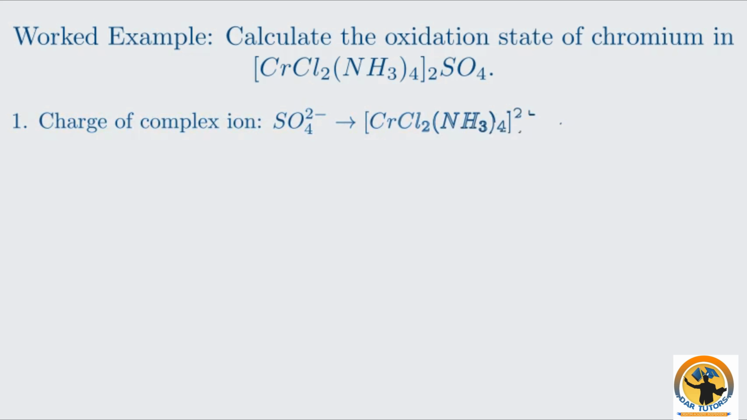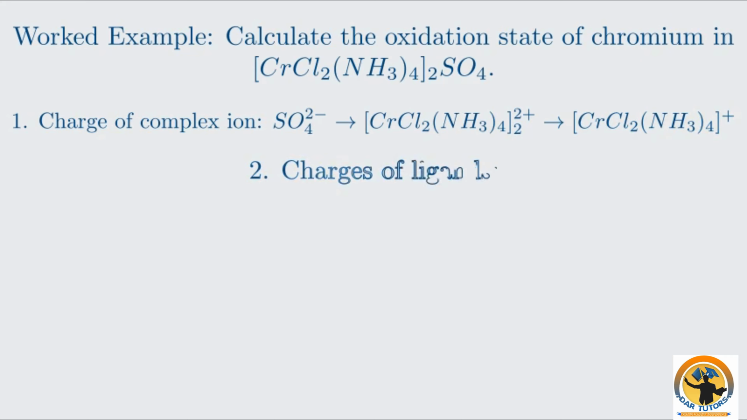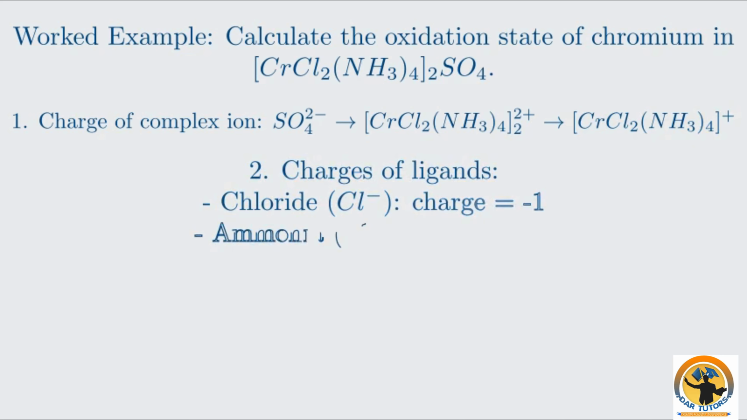Each complex ion, [CrCl2(NH3)4], must have a charge of +1 to maintain neutrality, so the complex is [CrCl2(NH3)4]+. Next, we identify the ligands and their charges. We have 2 chloride ligands, Cl-, and 4 ammonia ligands, NH3. Ammonia is a neutral ligand, so it contributes a 0 charge.